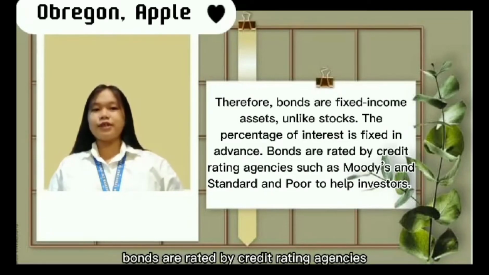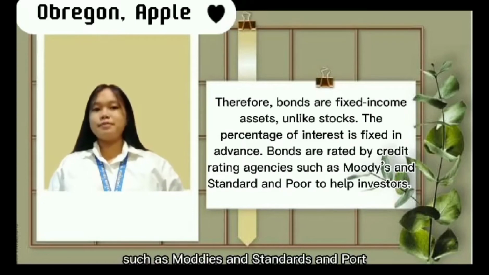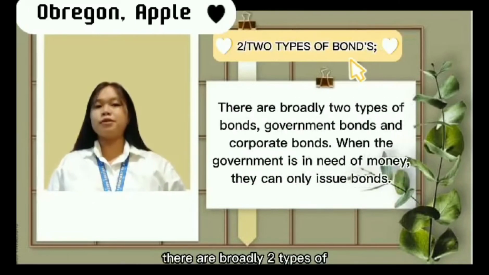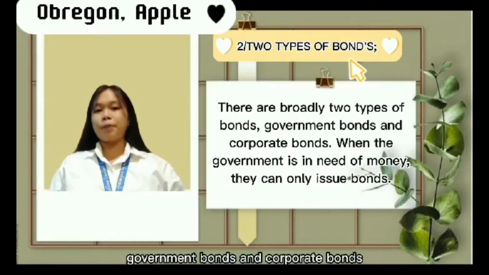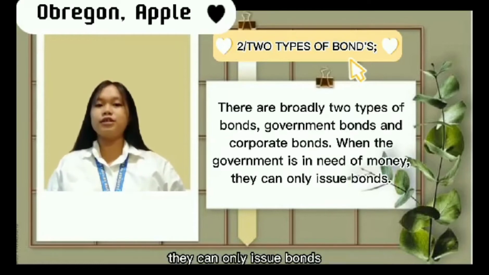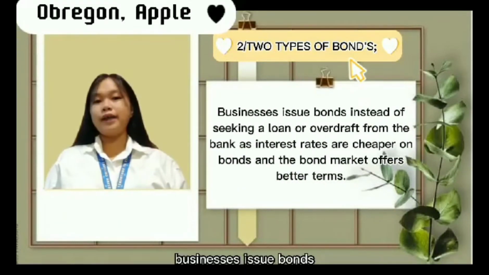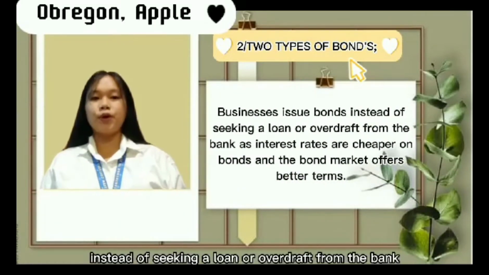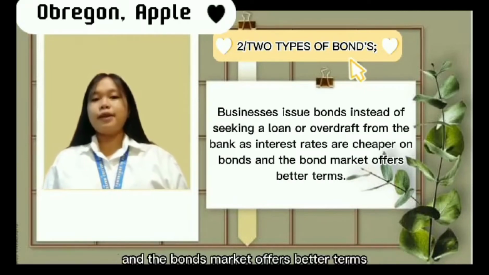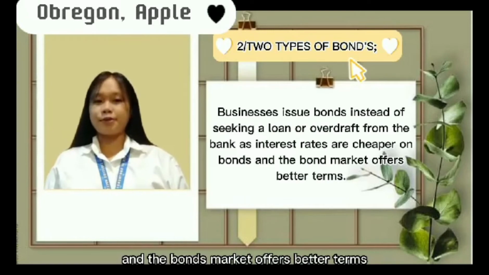Bonds are rated by credit rating agencies such as Moody's and Standard & Poor's to help investors. There are broadly 2 types of bonds: government bonds and corporate bonds. When the government is in need of money, they can issue bonds. Businesses issue bonds instead of seeking a loan or overdraft from the bank, as interest rates are cheaper on bonds and the bond market offers better terms.